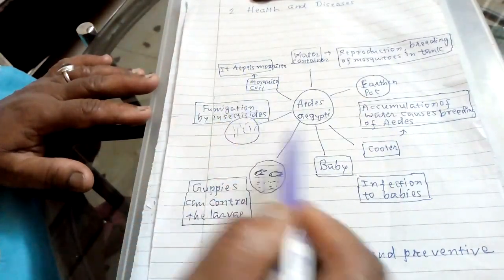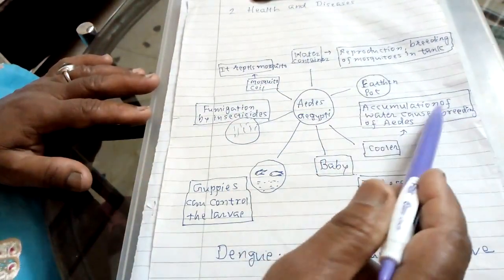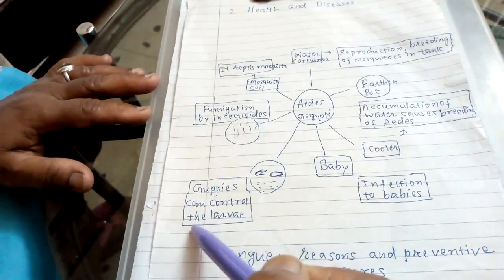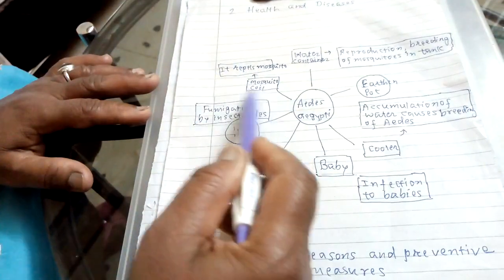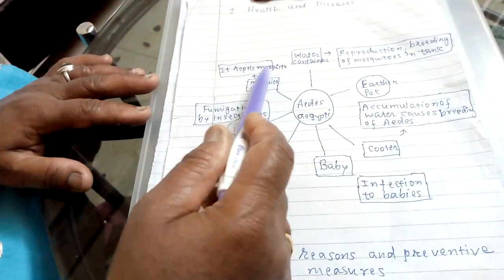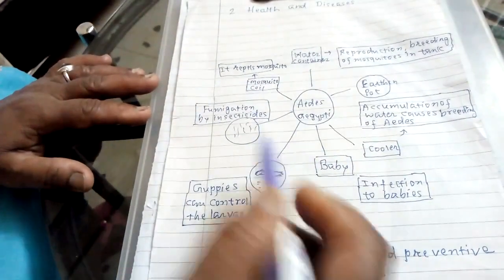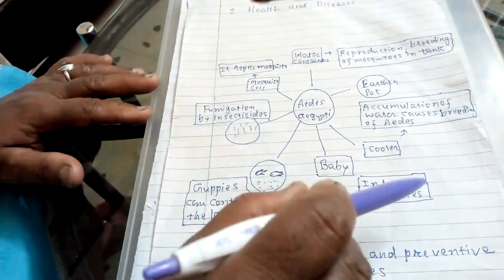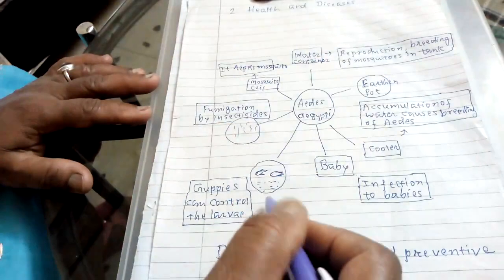So you can write this in your boxes in the books: accumulation of water, then infection to babies, then guppies can control larvae, fumigation by insecticides, mosquito coil, they repel the mosquitoes. You have to complete the flow chart in that way. These are all the reasons on this side, and these are the preventive measures for dengue.